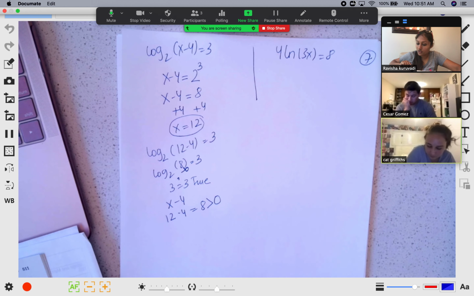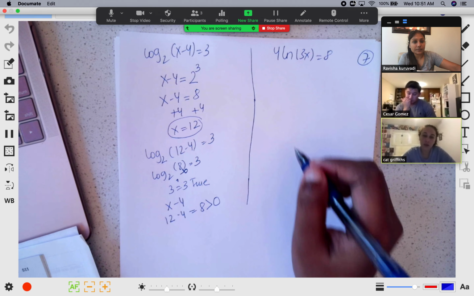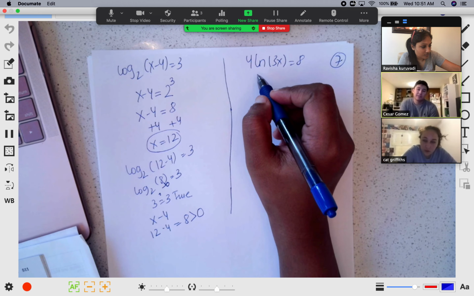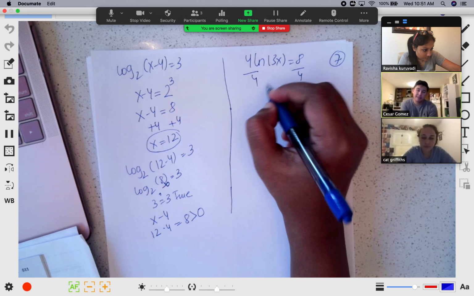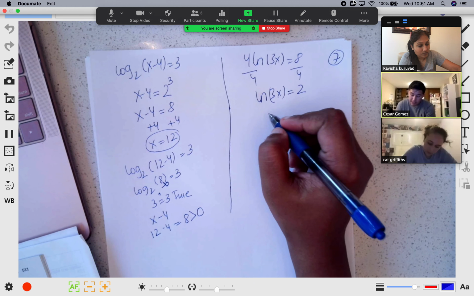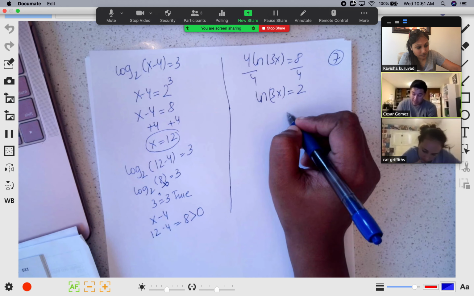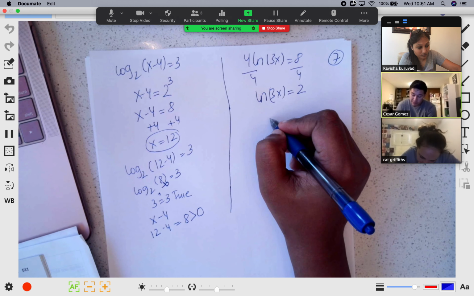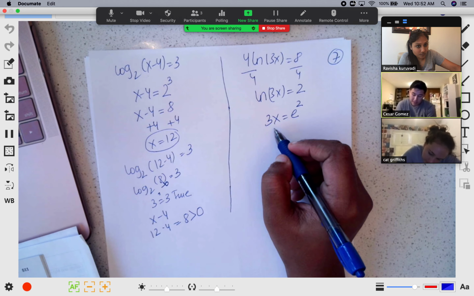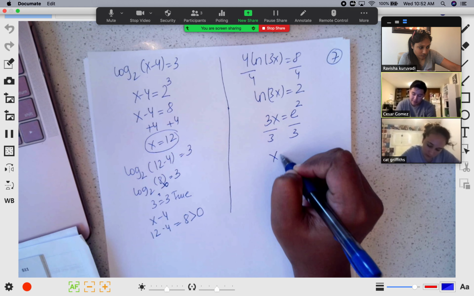We'll do an example where it is not. I will show you. Okay. Caesar, how do you do this one? Okay, so I divided by 4, and get ln 3x equals 2. And then I moved it to exponential form, and I got 3x equals e squared. And then I divided by 3, and I got x equals e squared over 3.